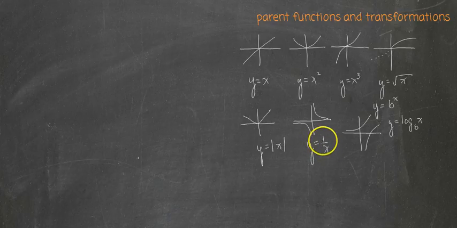Y equals 1 over x. X equals 0 is an asymptote, which means that you're never going to get out of the range. You're never going to get a 0 on y. So you have 2 asymptotes for y equals 1 over x, 1 horizontal, 1 vertical.